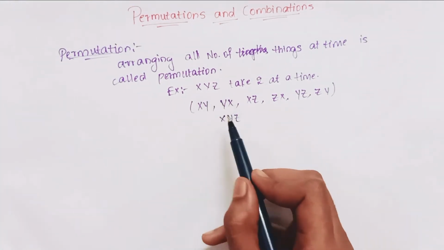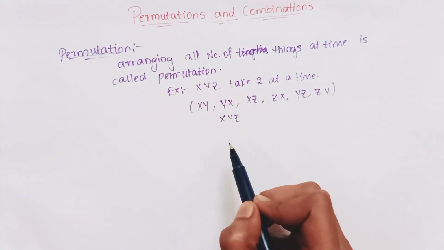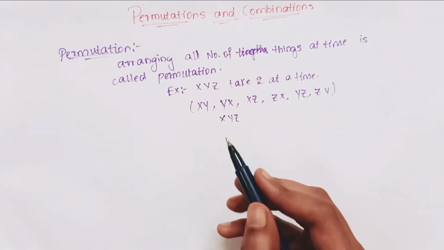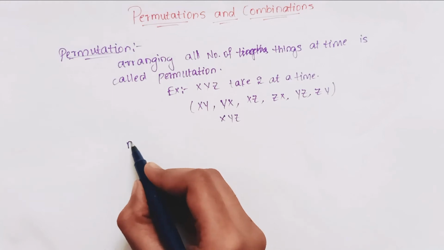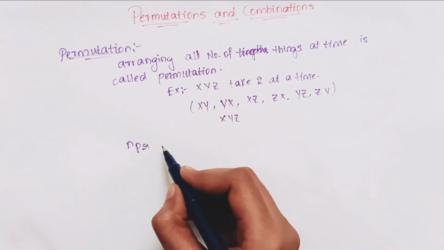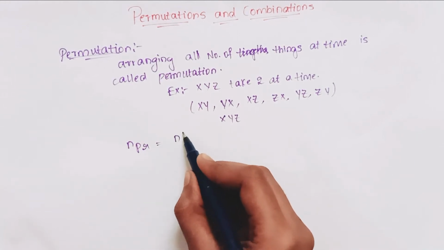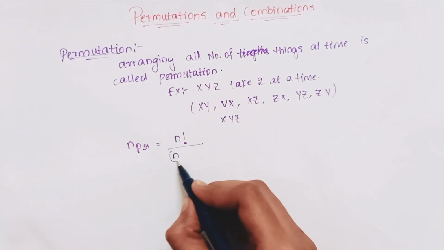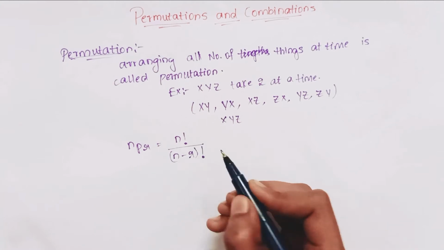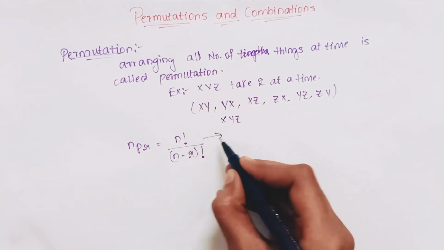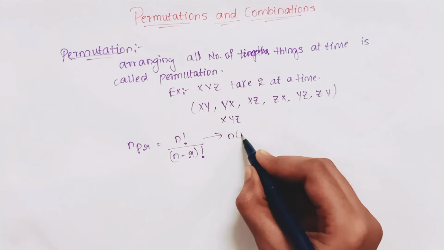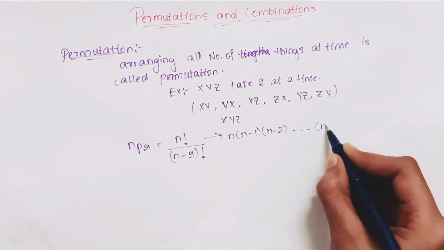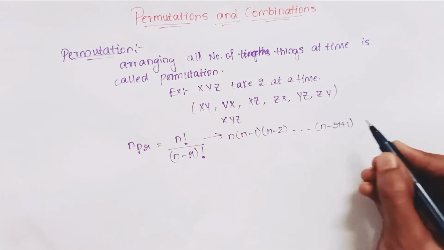For 3 letters we can easily find this, but if they ask us to find for infinite numbers or letters, we want to use this formula nPr. What is nPr? n factorial by n minus r factorial, where n factorial can also be written as n into n minus 1, n minus 2, and so on, up to n minus r plus 1.